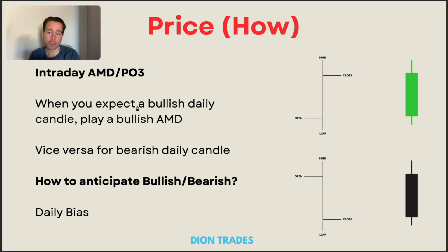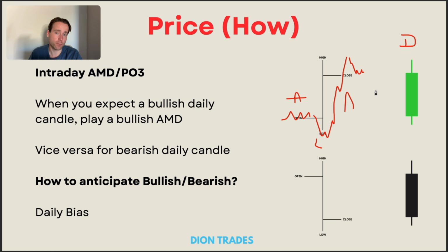Because when you expect a bullish candle, play a bullish AMD. Let's say this is a daily candle. That means midnight open, we manipulate to the downside, then we start creating to the upside, to the high of the day, and then we go lower during the close. And intraday, most of the time, it is Asia accumulation, London manipulation, and New York is the distribution. That's why trading the New York session only is pretty high probability. If you have many losing trades in London, just only trade the New York kill zone.